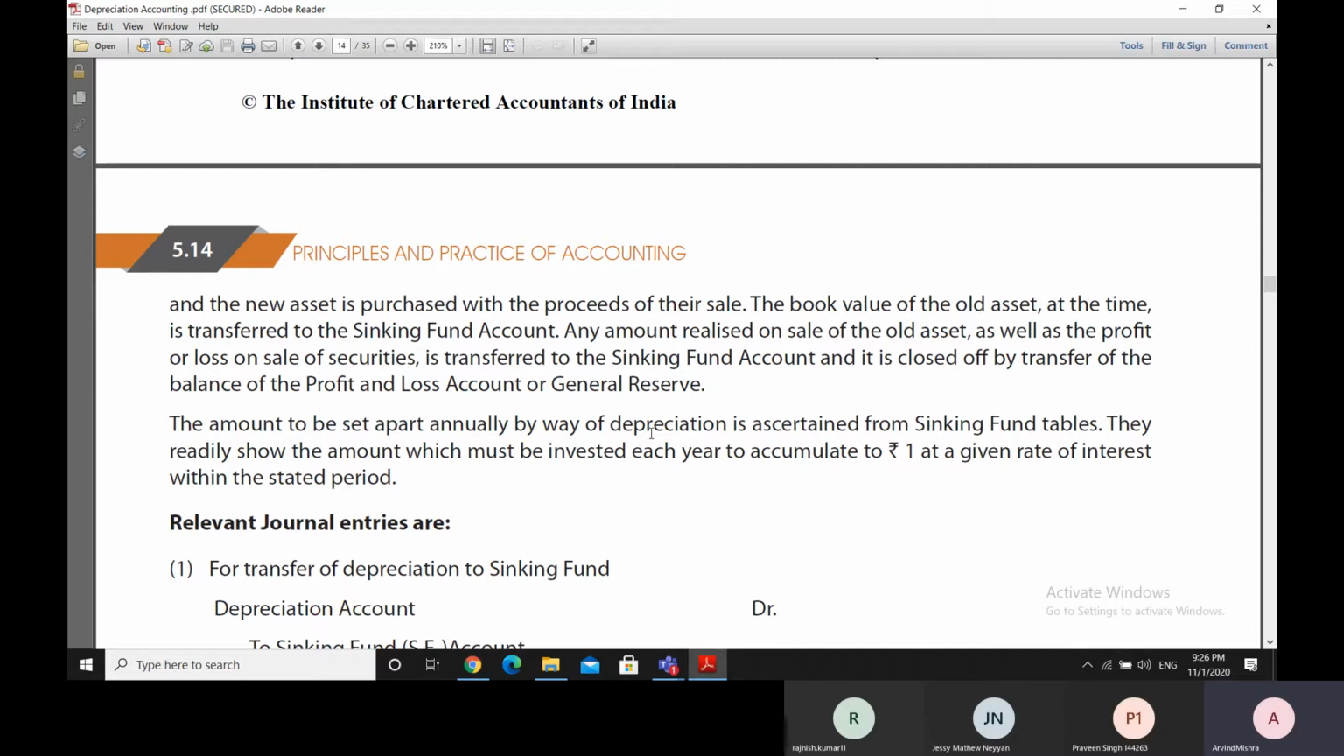Sinking fund tables will tell us that if we needed ₹1 for replacement, how much depreciation we have to provide in this year. So if we multiply that ₹1 with the amount of replacement value that we need after 9 years, we can get the total amount of depreciation that we need to allow in our accounts every year.